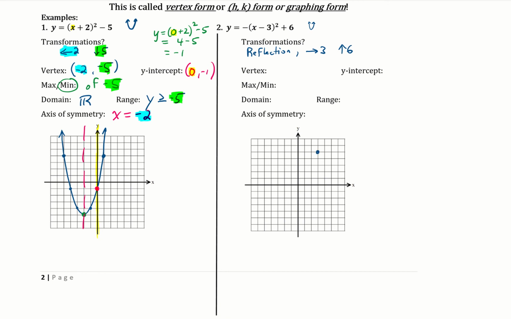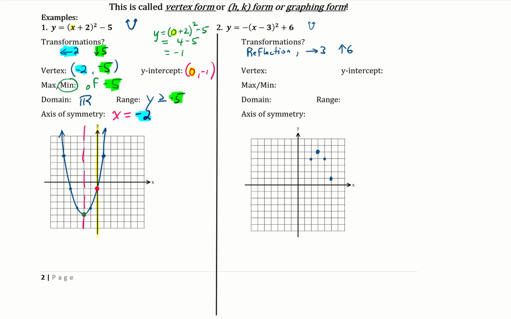What the reflection does is tell us that instead of the graph opening up, it's going to open down. So instead of right 1, up 1, I'm going to go right 1, down 1; left 1, down 1. All right, so when I say left 1, left 2, right 2, I'm always referring from the vertex. So now if I go right 2, I'm going to go down 4.